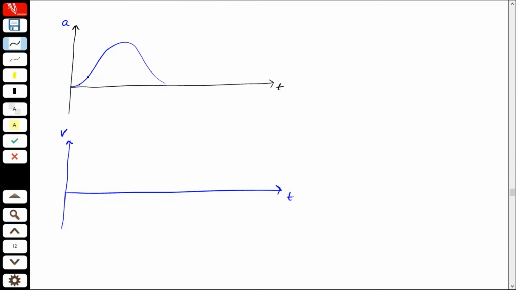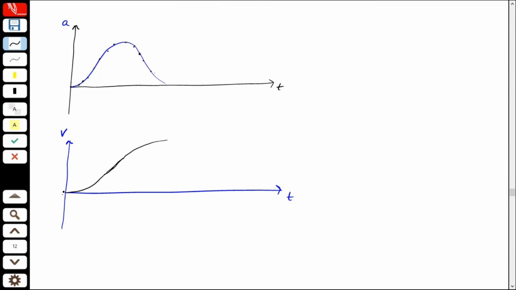Acceleration of the object is increasing and it becomes maximum. So the gradient of the acceleration graph is zero over here. So the gradient of the velocity time graph should be zero, and the gradient of this line should increase up to this point. Then acceleration is decreasing, but acceleration is still positive. So the gradient should decrease and it should become zero at this point.